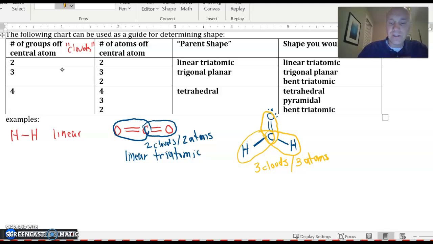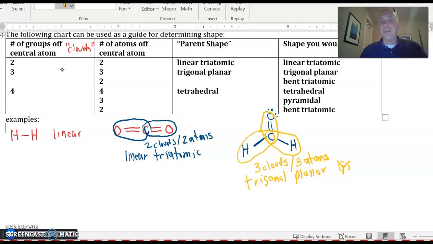At the end of each of these clouds, there's a hydrogen atom, that's a hydrogen atom, that's an oxygen atom. So if you look here at the chart, 3 clouds, and 3 of those are atoms. This is what you would call trigonal planar. The best way to describe it is the letter Y. Literally, if you took the letter Y, the angles between these are all the same. It's going to be 120-degree angles between all of those.